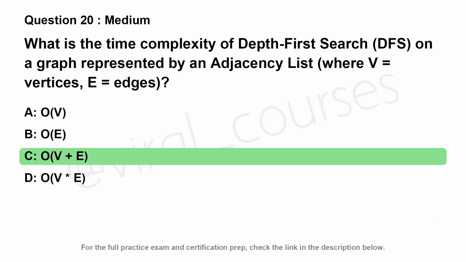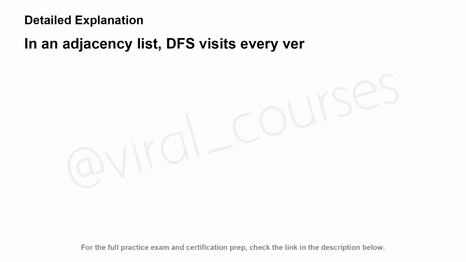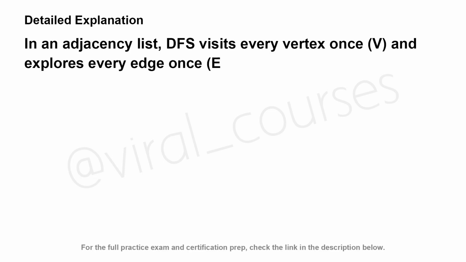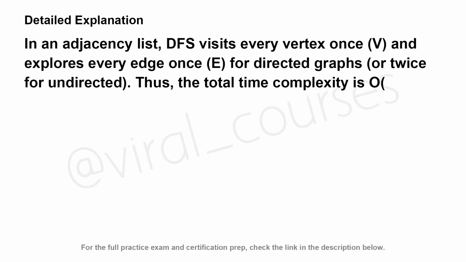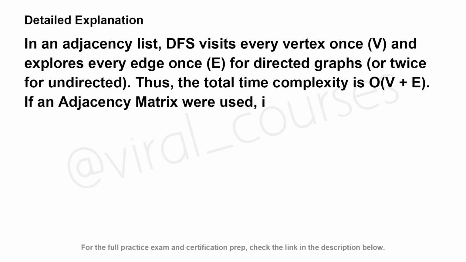The correct answer is C. In an adjacency list, DFS visits every vertex once, V, and explores every edge once, E, for directed graphs, or twice for undirected. Thus, the total time complexity is O(V + E). If an adjacency matrix were used, it would be O(V squared).